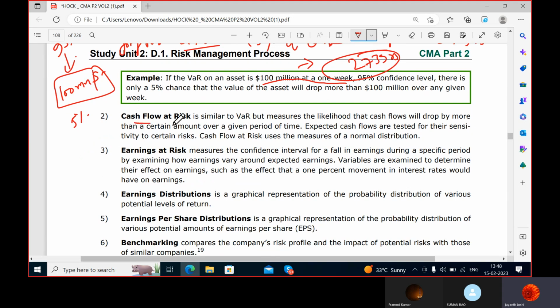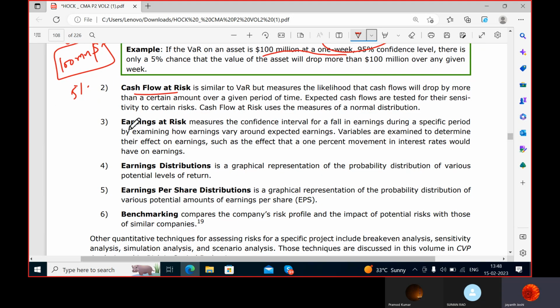Second is cash flow at risk. Previously we have done VAR. Now, instead of value, we are taking the cash flow. What is the difference between value and cash flow? Value is nothing but assets. Assets can have value. Cash flow is nothing but you are generating some cash flows every year. So that cash flow is also at risk now. That means there is a chance that you may get less cash flows. Are you understanding? Earnings is again less earnings.